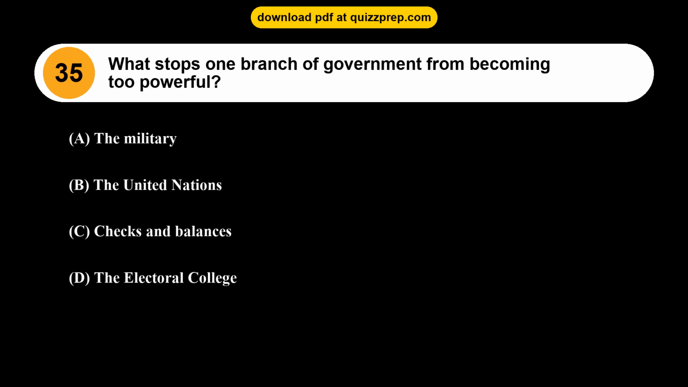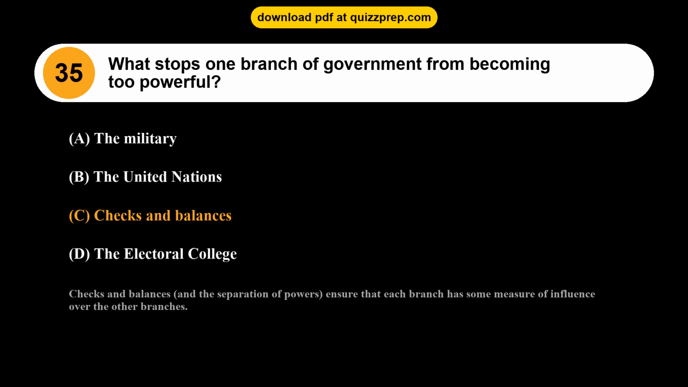Question 35. What stops one branch of government from becoming too powerful? Option A. The military. Option B. The United Nations. Option C. Checks and balances. Option D. The Electoral College. The correct answer is option C. Checks and balances. Checks and balances, and the separation of powers, ensure that each branch has some measure of influence over the other branches.